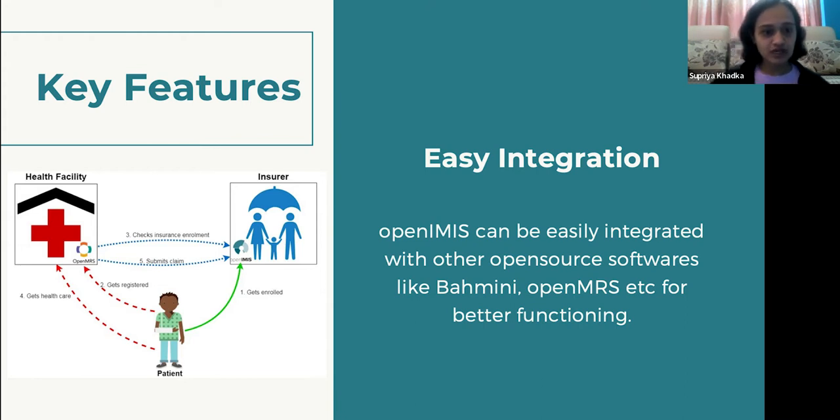for better functioning. If we look at this figure, we have a patient who gets enrolled in the openIMIS software first. After successful enrollment, the patient can go to a health facility and through openMRS, they can check for insurance. Through the openMRS, they can get registered for the health facility. Then the health facility can ensure if the insurance enrollment has actually taken place. After that, the patient gets healthcare from the health facility, and then after successful completion of the healthcare, the health facility submits the claim to the insurer, and the insurance claim can be successfully generated afterwards. So easy integration is one of the key features of openIMIS.